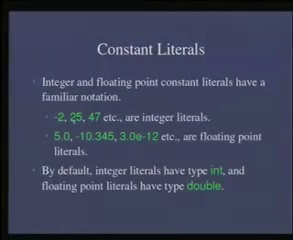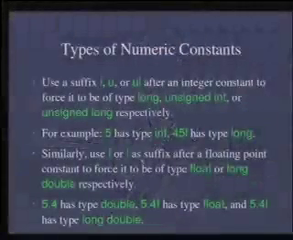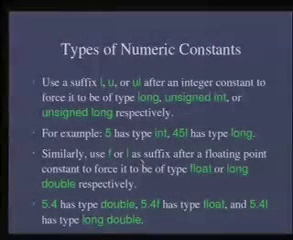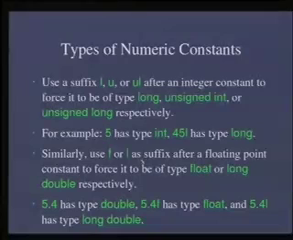By default, integer literals of this kind have the type int, and floating point literals of these kinds have the type double. But we can say that a particular integer literal or a floating point literal has a different type as follows. For an integer literal constant, if we suffix the letter L, then the type is declared to be long rather than the default type int. Similarly, if we suffix u after the literal, then the type becomes unsigned int, and if we suffix ul, then the type becomes unsigned long. So for example, 5 has type int, 45l has the type long, and 45ul would have the type unsigned long.